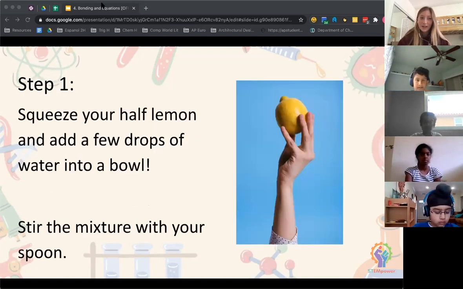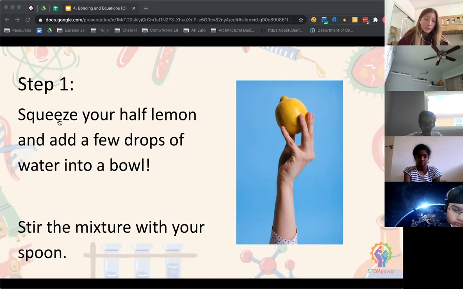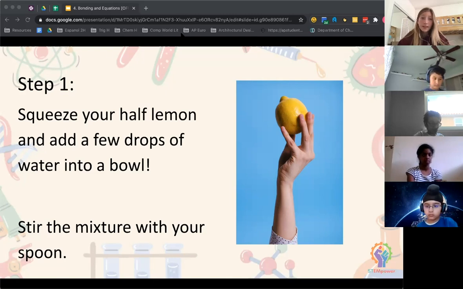Awesome. So again, I just told them that the first step is to squeeze half of the lemon into a bowl, and then maybe add a few drops of water, and then stir that all together. And then when you're ready to move on, just give a thumbs up. As we're wrapping this step up, it's okay if you're still not done squeezing the lemon, just take a few more moments to do so.